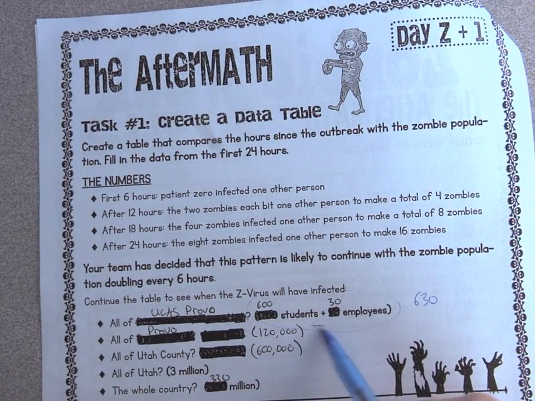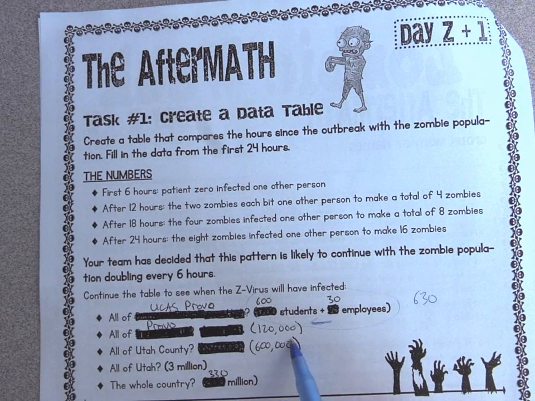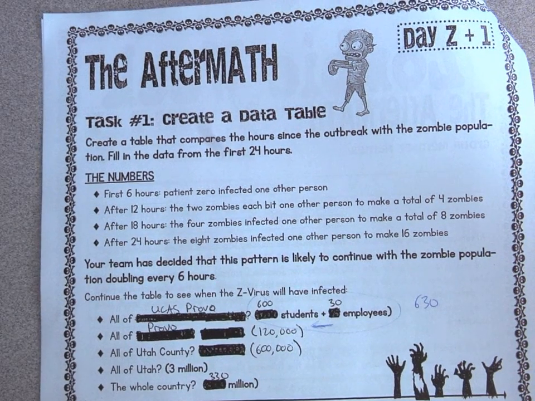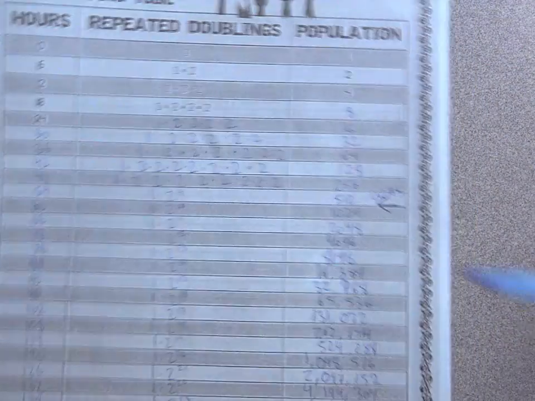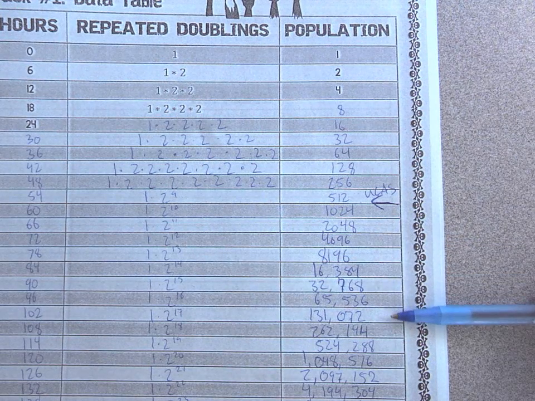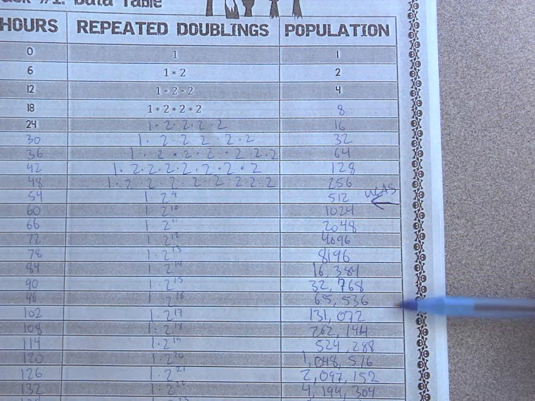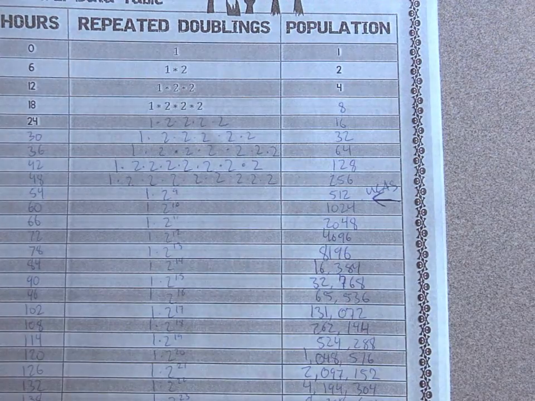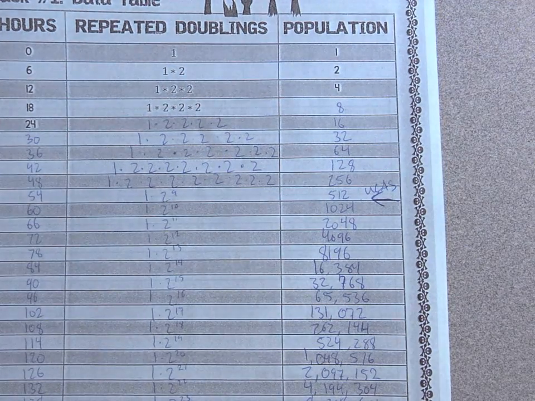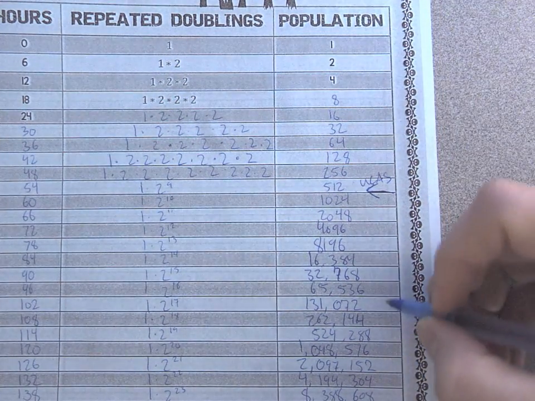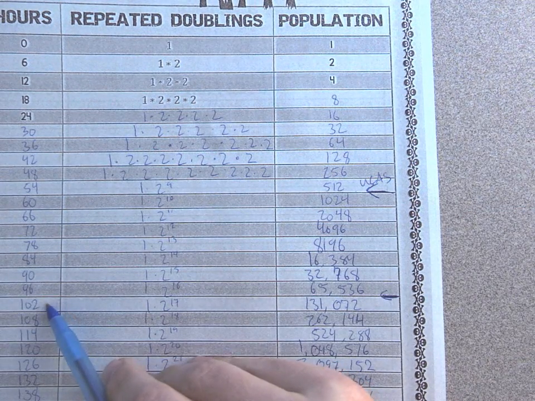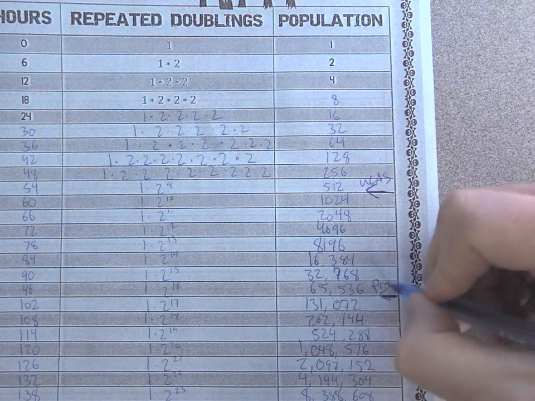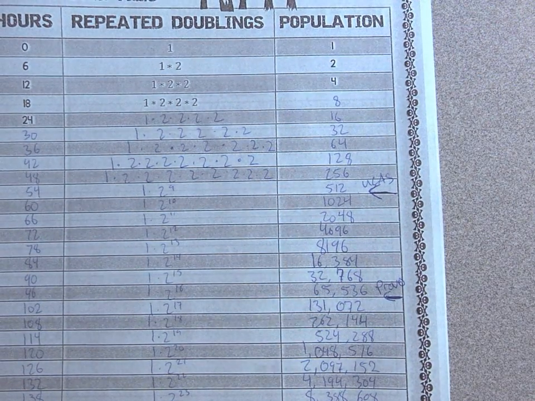Okay, 120,000. Where's that going to go? Well, we got to go find where 120,000 is, or where it's going to fit. Okay, and that's the population of Provo, or at least it was when I made this. It might be more now. So if you go down here and you look for 120,000, well, there's 130,000. That's too big. Here's 65,000. That's too small. And so we're going to make a note on our table where that's going to go. So somewhere in between 96 and 102 hours, Provo is totally infected, totally overrun with zombies.